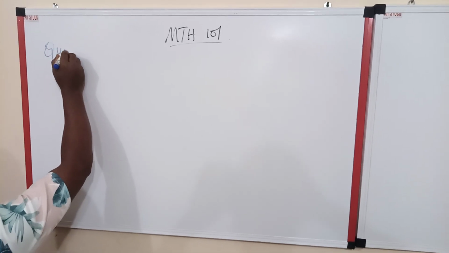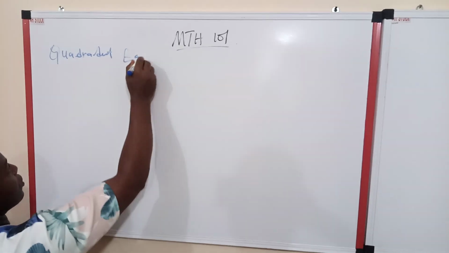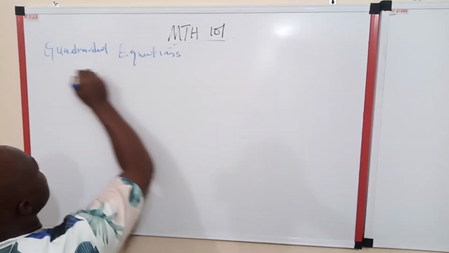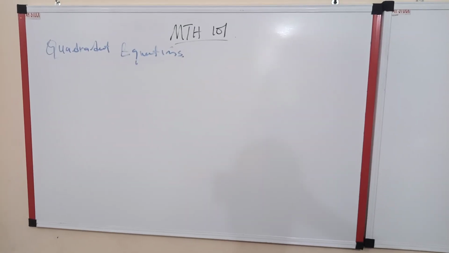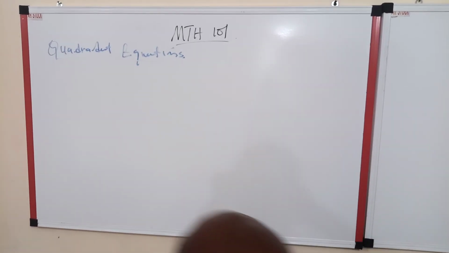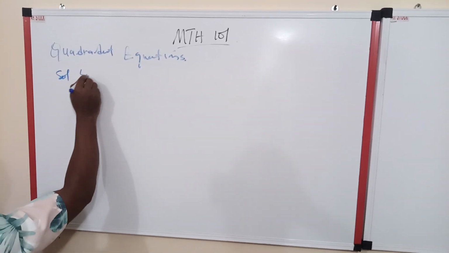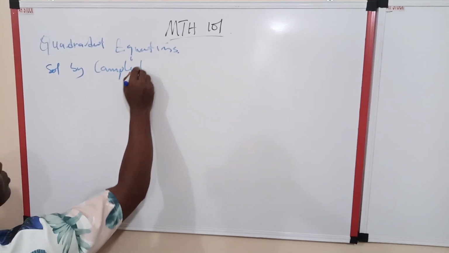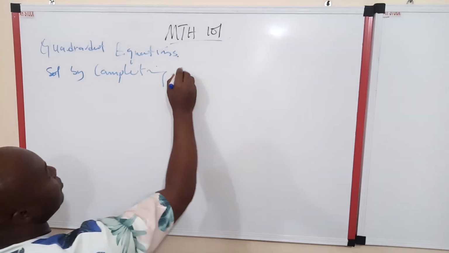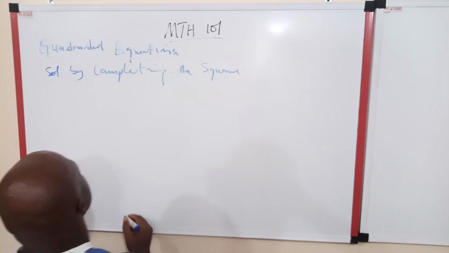First of all, quadratic equations. We're going to use a method of solution by completing the square method. Completing the square. Solution by completing the square.